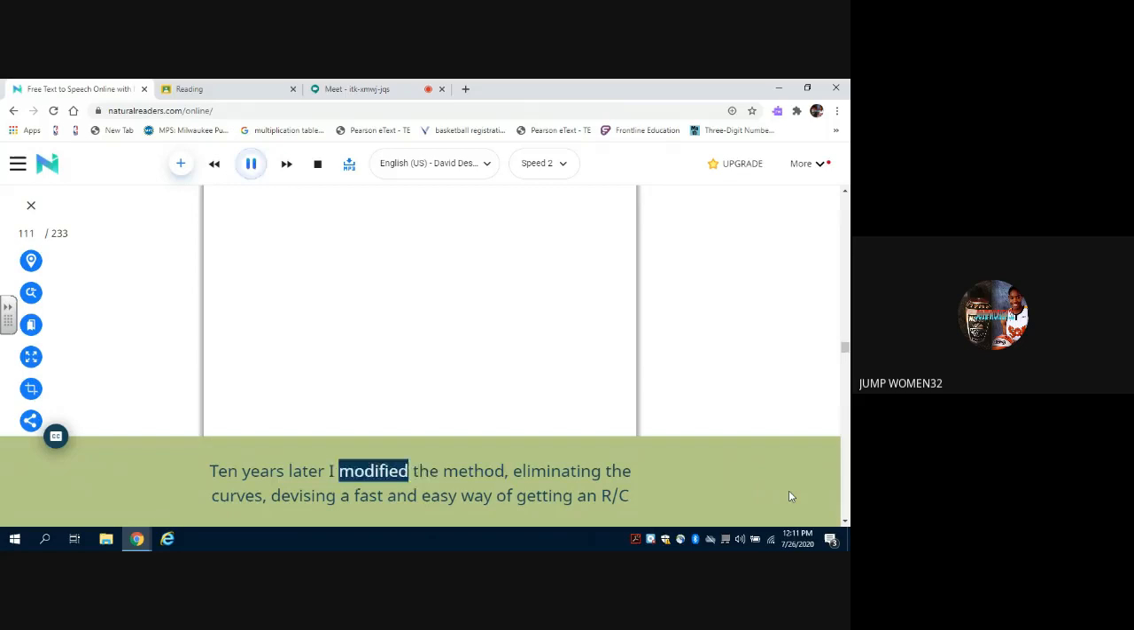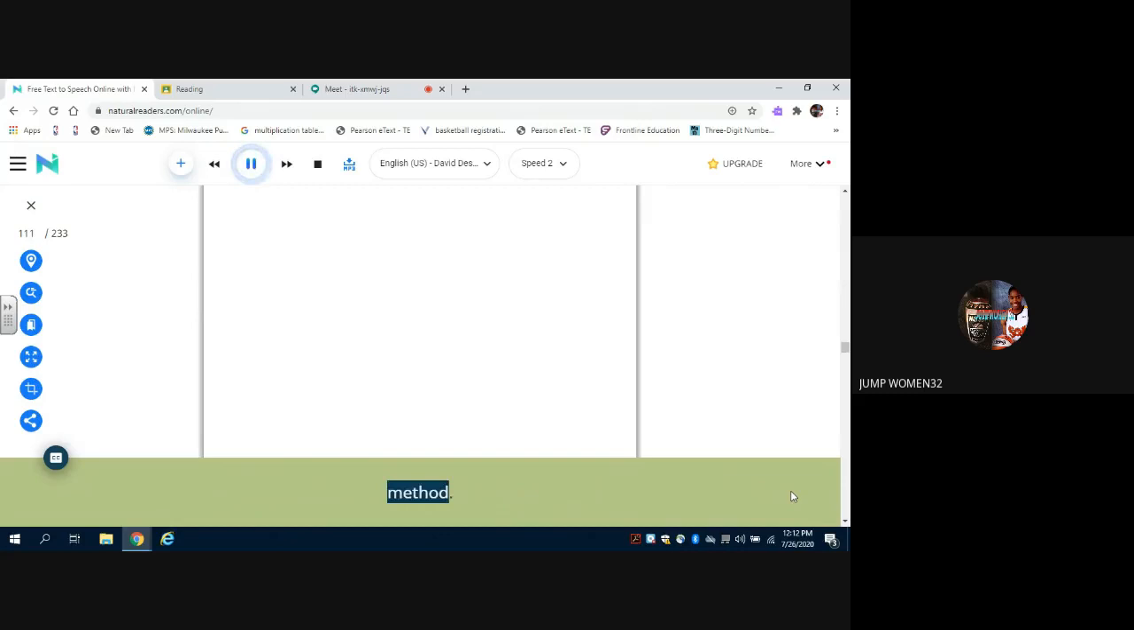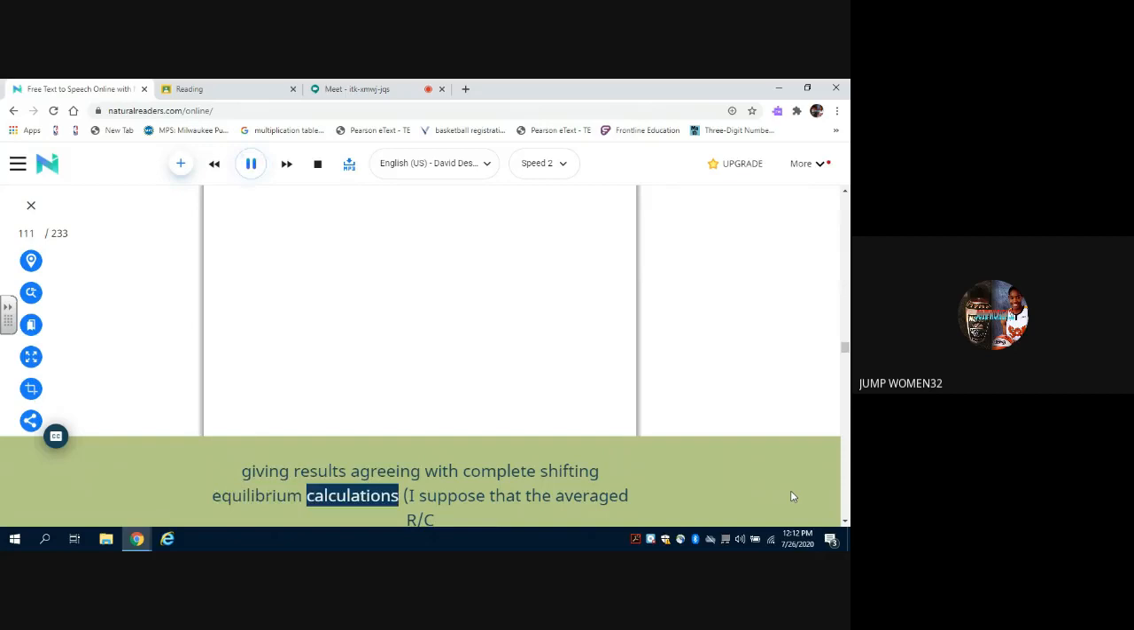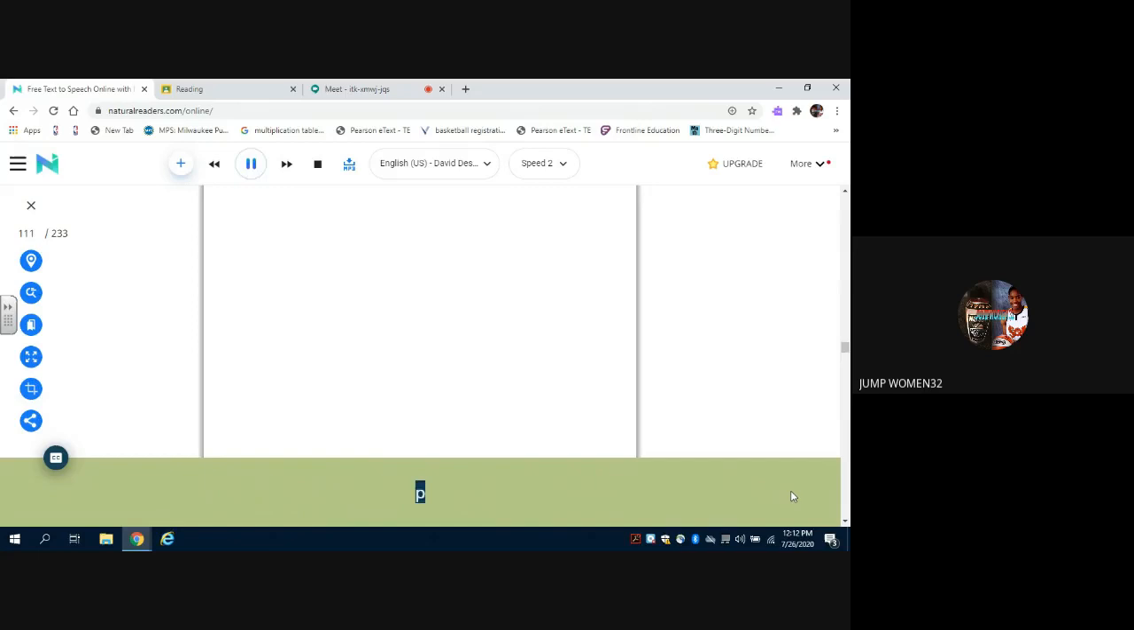10 years later I modified the method, eliminating the curves, devising a fast and easy way of getting an R/C P averaged over the whole temperature range, and providing a nomograph for calculating TJ from that and the pressure ratio. It was called the NQD, Nart's quick and dirty method. The thing worked astoundingly well, giving results agreeing with complete shifting equilibrium calculations. I suppose that the averaged R/C P helped there, to something like 1%. And you could make a calculation in 15 minutes.